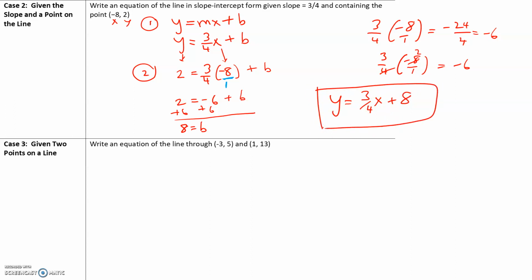You can check this by replacing the negative 8 with the x and the 2 with the y to see if the left side equals the right side. And it will if you did this correctly.